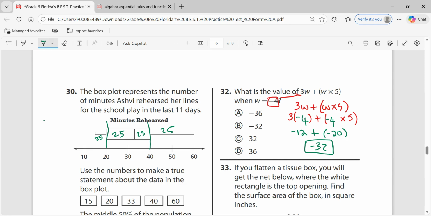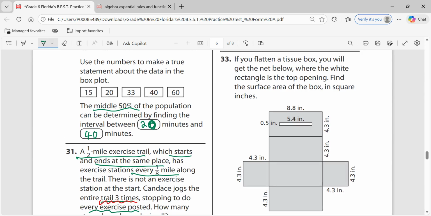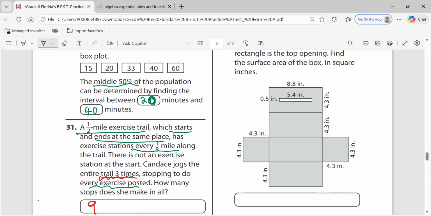Cool thing too about your Desmos calculator, if you put this in as is, it will also give you -32. All right, number 33. If you flatten a tissue box, ooh la la, you will get the net below, where the white rectangle is the top opening. Let's find the surface area of the box. We know that surface area is simply the total of all the areas. So there's 1, 2, 3, 4 rectangles, 5, 6, 6 rectangles, and then there's a little tiny rectangle, but it's a hole, so I'm going to have to subtract that out.